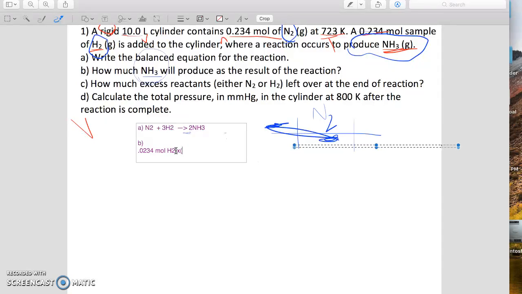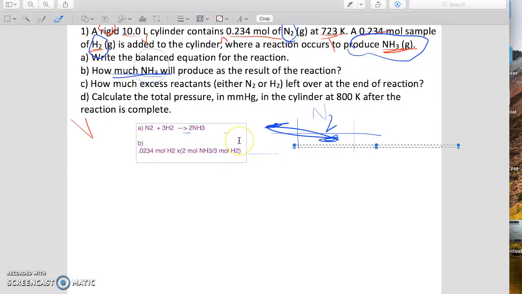If it's already moles, you just have to do the mole ratio. Since I want NH3, this guy, I'm going to do 2 mole of NH3 per 3 mole of H2. Okay, so that's going to give you moles. Since the question doesn't really say grams, I can leave it there and I can get my answer.